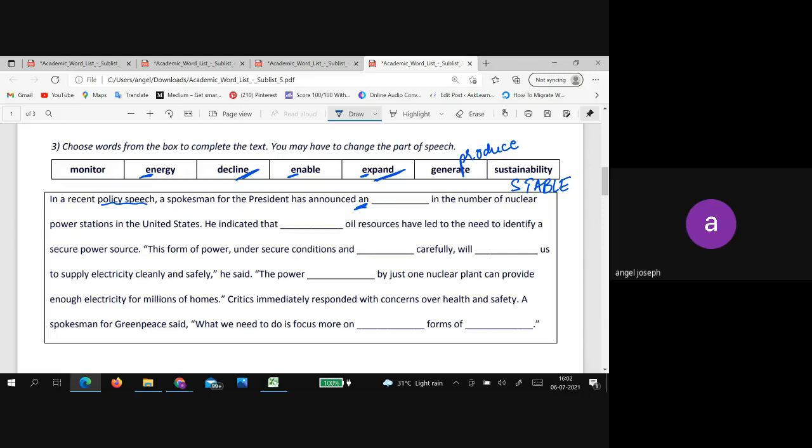Has announced an... The word has to do with expand. Does anyone have any options here? Has announced an expansion. Yes, that is absolutely correct. The first word is expansion. The spokesman for the president has announced an expansion in the number of nuclear power stations in the United States. Fossil fuels are running out, so everyone is going for the nuclear option.